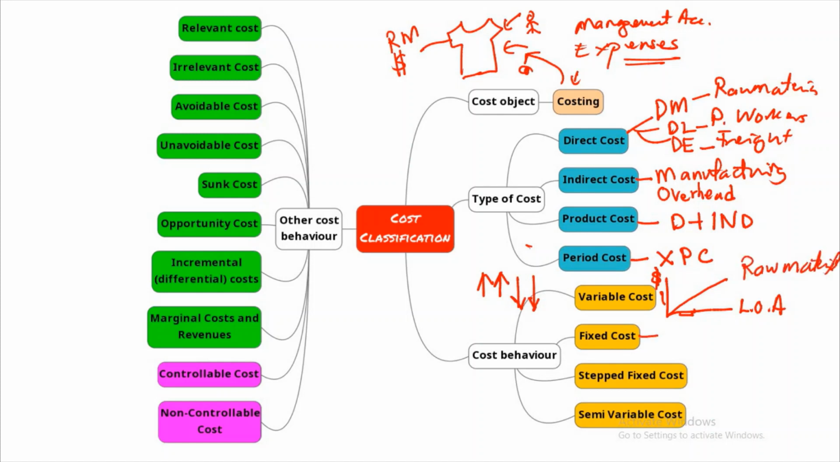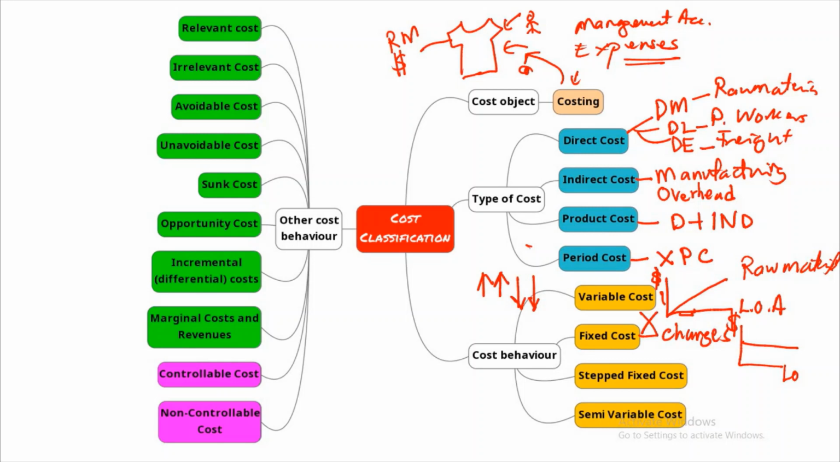For fixed cost, this is a cost that has no changes, no matter whether the level of activity goes up or down. It will be fixed, as the name itself says. It will be stagnant, or constant. So the graph will be like this: level of activity, and then currency. It will be constant. There wouldn't be any changes whatsoever.